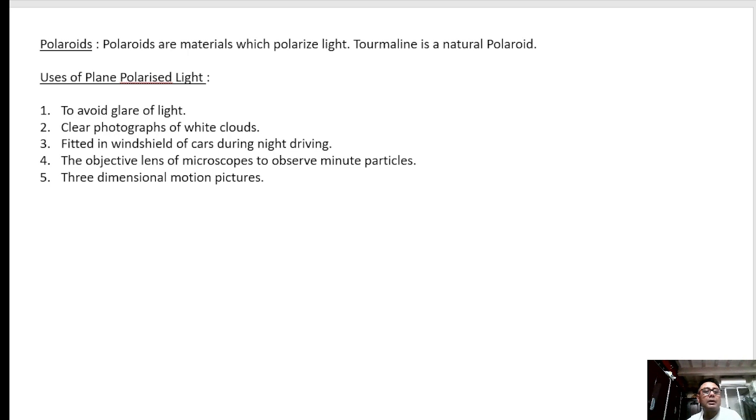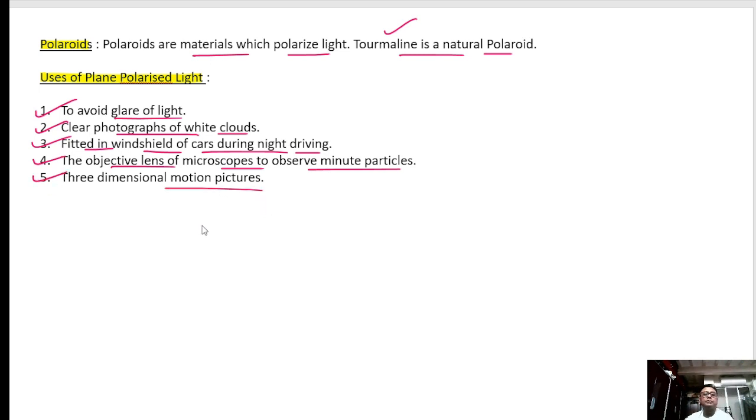Next, uses of Polaroid. What are Polaroids? Polaroids are materials which polarize light, like tourmaline. Tourmaline is a natural Polaroid. And where do we use the Polaroids? To avoid glare of light. That means in our sunglasses we use it. To get clear photographs of white clouds. Fitted in the windshields of cars during night driving. The objective lens of the microscopes to observe minute particles and three-dimensional motion pictures. We use the Polaroids in these cases.